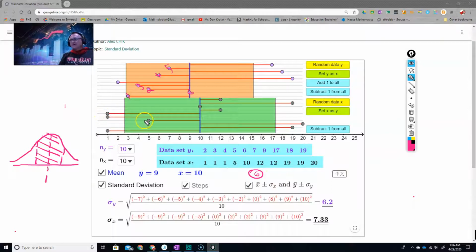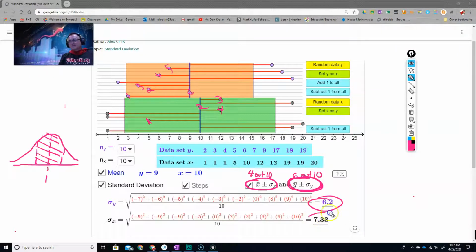Whereas on the other set, the set X, there was only 1, 2, 3, 4. Okay, only 4 out of 10 points. So this one was 4 out of 10, and the Y set was 6 out of 10. So that's telling you that this is more clustered around its mean than this set, which is also verified by the size of its standard deviation. So that's what standard deviation is.